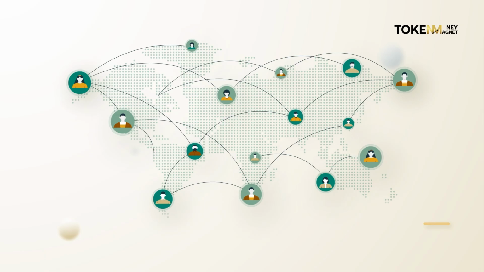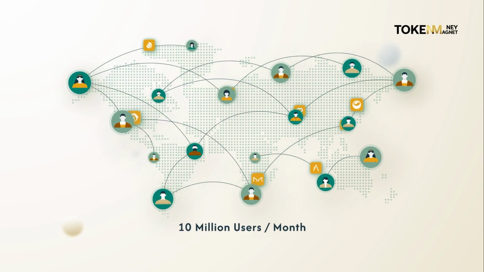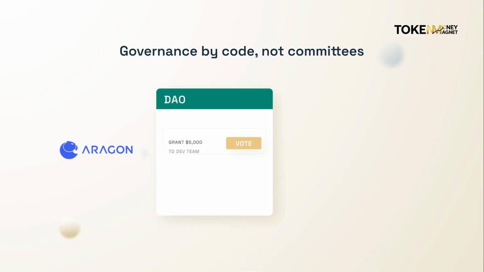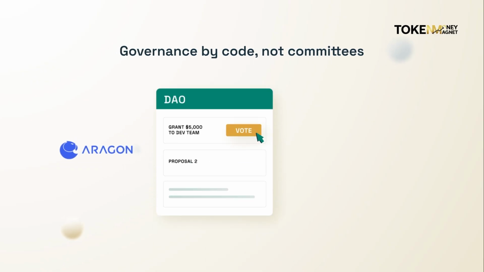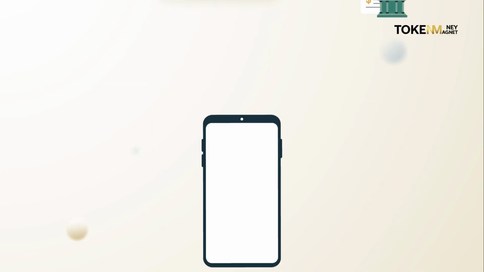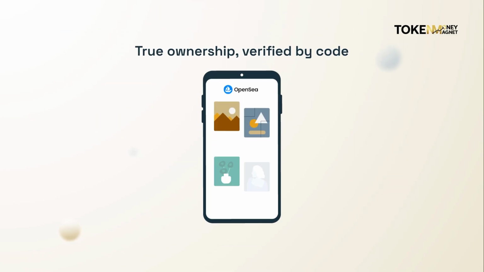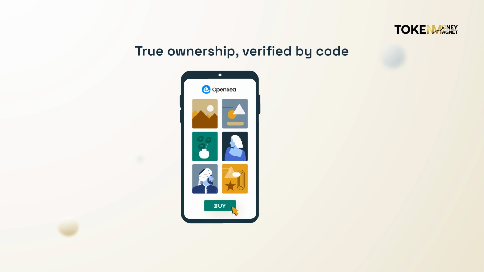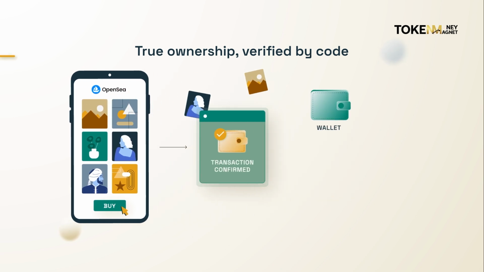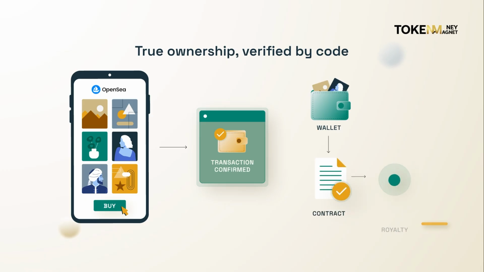The DApp economy is booming, with over 10 million users interacting with DApps every month. Aragon, a DApp that lets communities and DAOs run their organizations on-chain. From voting on proposals to managing treasuries, every decision is powered by smart contracts: transparent, tamper-proof, and automatic. OpenSea, the world's leading NFT marketplace, is built entirely on smart contracts. When you buy, sell, or mint an NFT, smart contracts handle everything: ownership, royalties, and instant transfers, without middlemen.